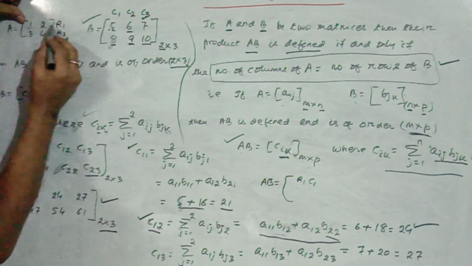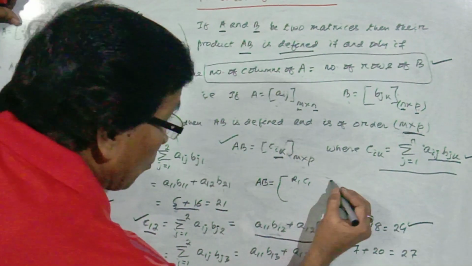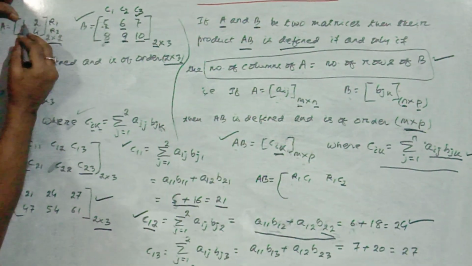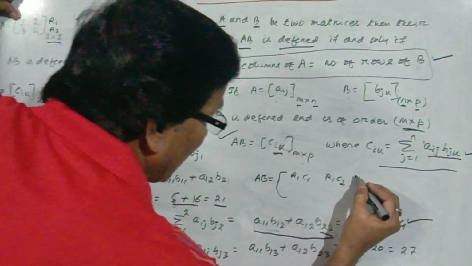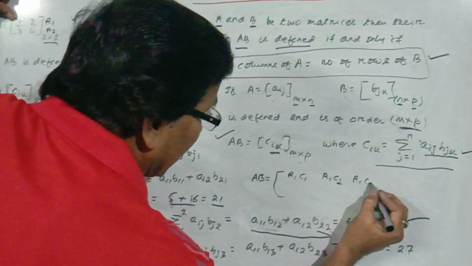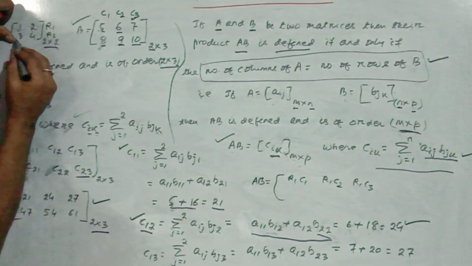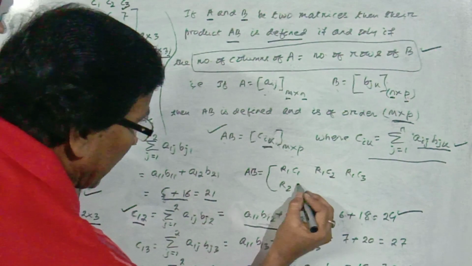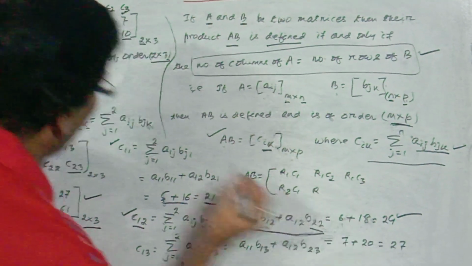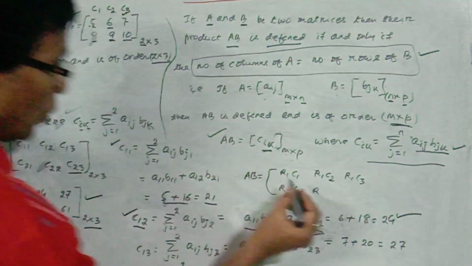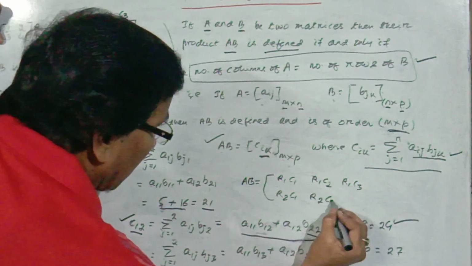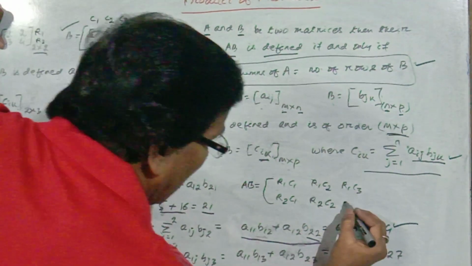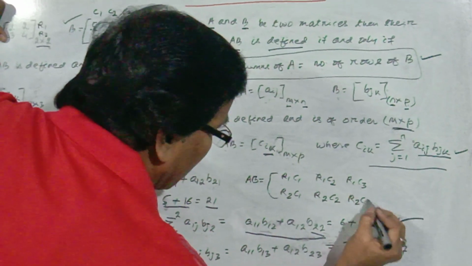Then you multiply R1 with column 2. Similarly, R1 with column 3. Then again you multiply R2 with column 1, then R2 with column 2, and lastly R2 with column 3.